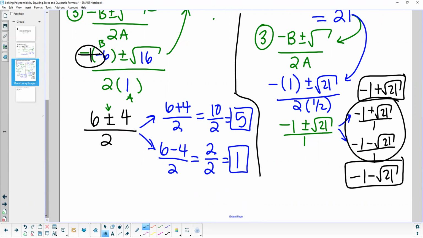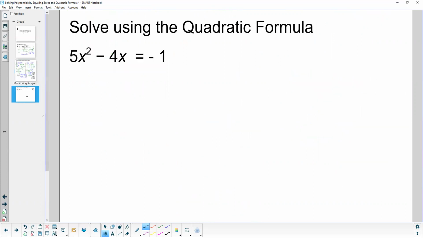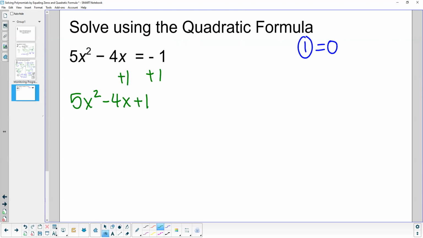Now we're going to take a look at one more example. As we go over this one, there are a couple key things to make note of here. First, you got to make sure it equals 0. Does this one equal 0? No. So we need to move that piece to the other side to make sure that we end up equaling 0. So I'm going to add 1 to both sides. So now I've got 5x squared minus 4x plus 1 equals 0.